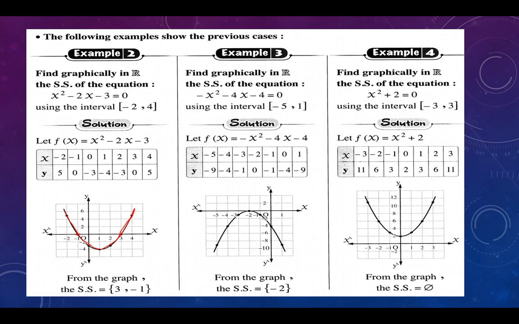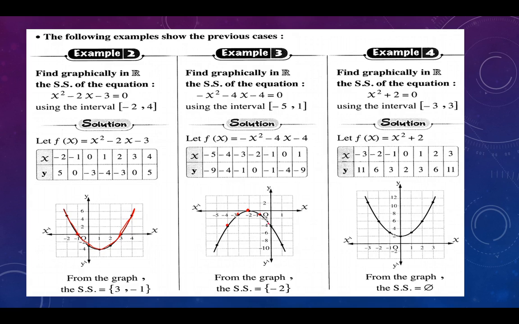-5 and -9: -5 to the left and down to -9. So the point will be (-5, -9). -4 and -4: -4 to the left and down 4. So the point will be (-4, -4). -3 and -1, so the point will be (-3, -1). -2 and 0. -1 and -1: -1 to the left and -1 down. The point will be (-1, -1).